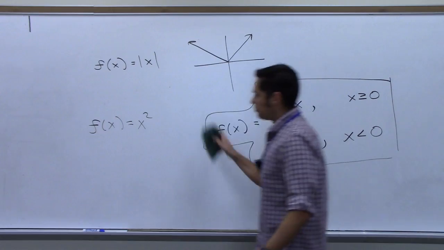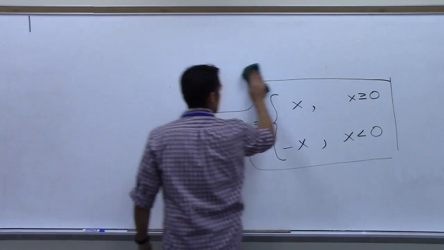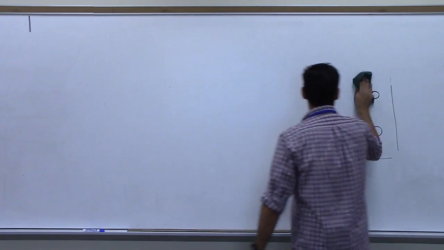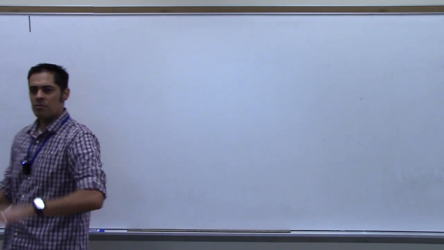All right. Those are your functions. That's your library of functions. Everyone should know absolute value of x. Boom. Everyone knows what that looks like.